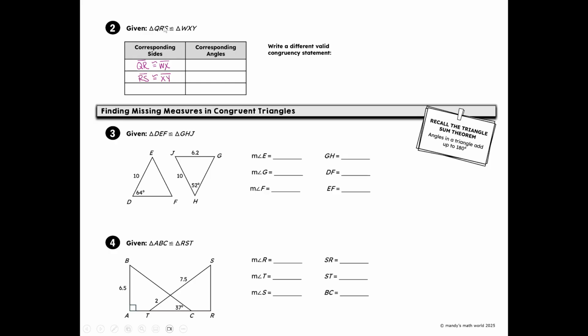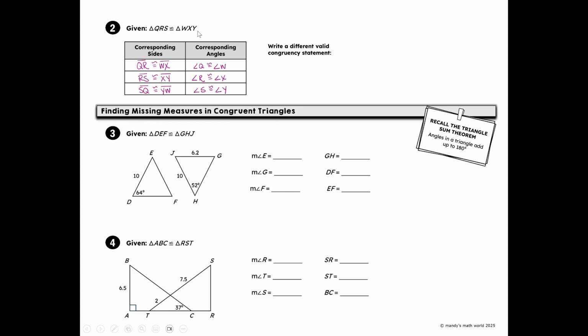The next pair could be segment RS is congruent to segment XY. And then the last pair of corresponding sides would be what? Segment SQ is congruent to segment YW. Could I have written segment QS? Sure, you could do that. Okay, you just need the endpoints. Corresponding angles, angle Q is congruent to angle W, right? First position, first position. Angle R is congruent to angle X, and angle S is congruent to angle Y.